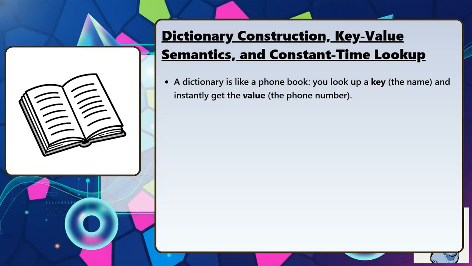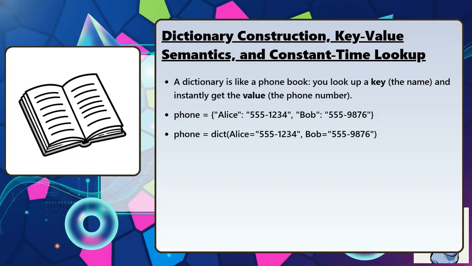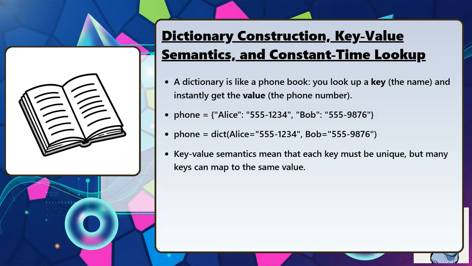A dictionary is like a phone book. You look up a key, the name, and instantly get a value, the phone number. phone = {"Alice": 5551234, "Bob": 5559876}. Key-value semantics mean that each key must be unique, but many keys can map to the same value.